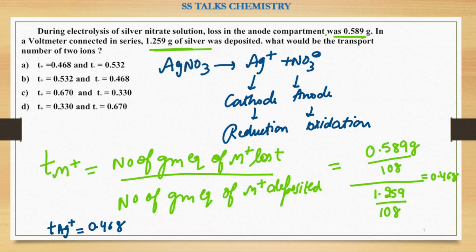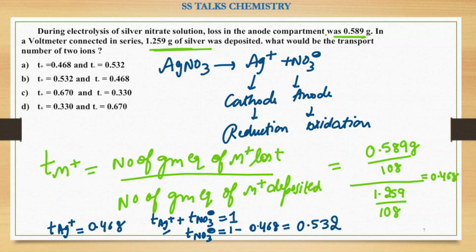Now also we know that the transport number of the cationic part, which is your Ag+, plus the transport number of the anionic part, this sum is equal to unity. Right, now we have calculated the transport number of the cationic part. For the anionic part, we can easily solve this by subtracting it from 1, so 1 minus 0.468 comes out to be 0.532. So this is the transport number for the anionic part.